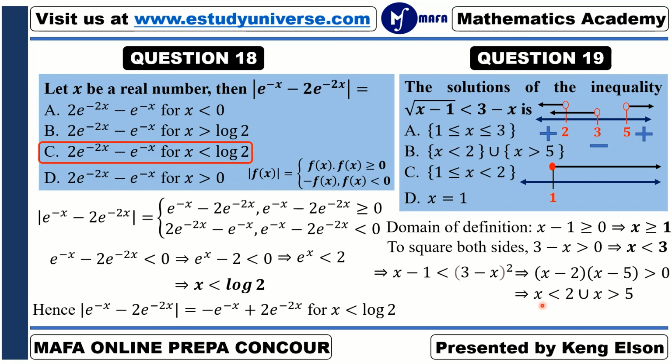But for us to arrive at this situation, we used the condition that x must be less than 3. So we intersect x less than 2 union x greater than 5 with x less than 3. You're just going to get x less than 2, okay? Because all your solutions are supposed to be less than 3, and all solutions greater than 5 are not less than 3, so that region is cancelled. But all solutions less than 2 are less than 3, so the solution is x less than 2.